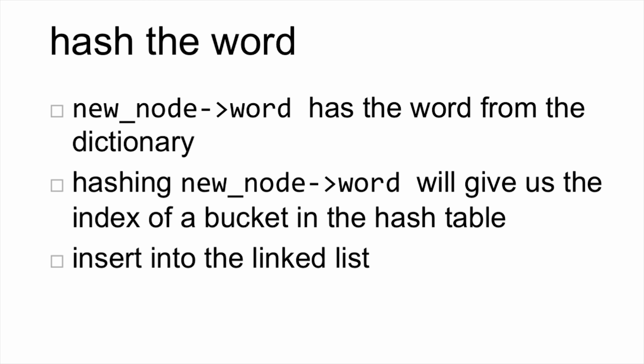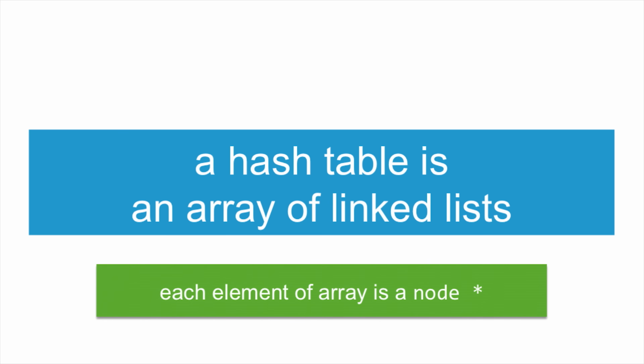Once you've made your hash function, then you can hash your words. The word that you want to hash is contained within your new node, arrow word. So hashing that will give you the index of whichever bucket in your hash table you should put that word in. From there, you insert into the linked list. How do you do that? Well, I've already given you the tools to do so, knowing that a hash table is simply an array of linked lists and that each element of an array is a node pointer, pointing to the very first node in that linked list.